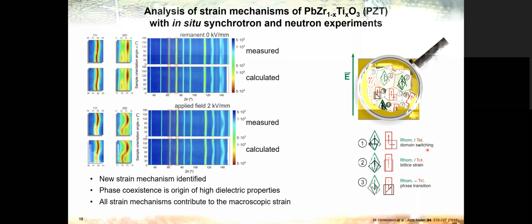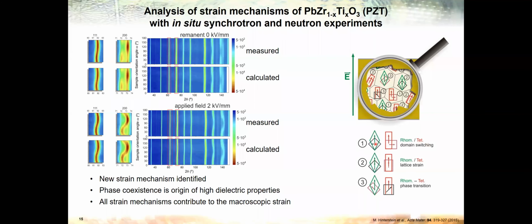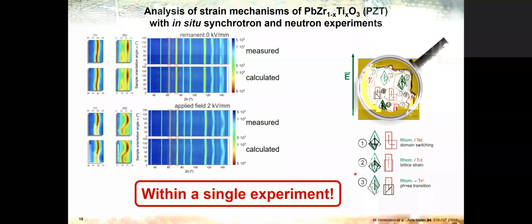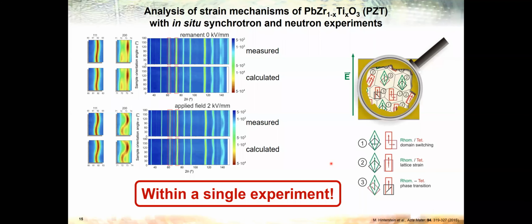So we get the domain switching for the coexisting phases. We get lattice strain for the individual phases, and we get information about the phase transformation. And this all within a single experiment. That's the nice thing. So we get all necessary information to explain the macroscopic behavior just with this diffraction experiment.